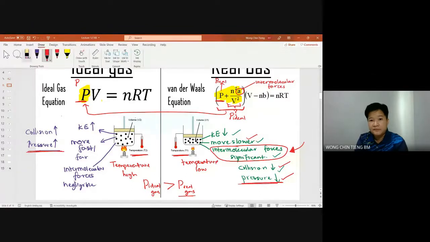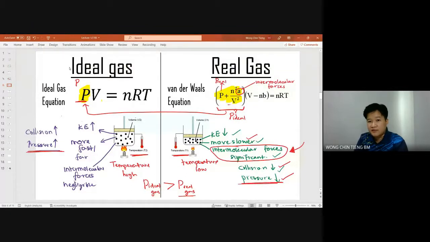Okay? That's why you have this correction. The total over here is the total of the ideal. So this is the real. This is the real. Okay? So the real lebih rendah. Bila the real lebih rendah, dia kena tambah balik something untuk sama balik dengan ideal. So dia tambah apa? Dia tambah the factor of intermolecular forces. The correction kita panggil. Alright? The correction that you do.